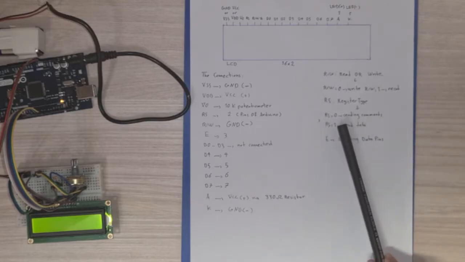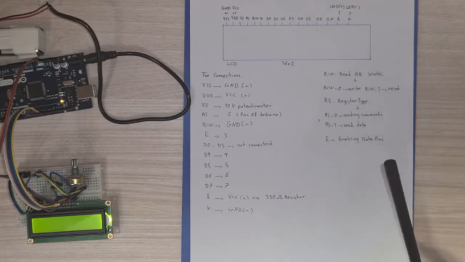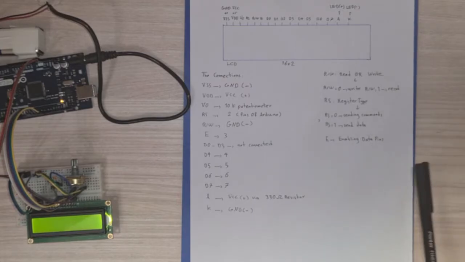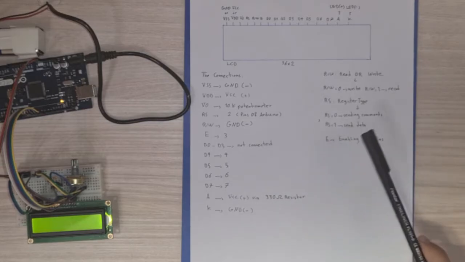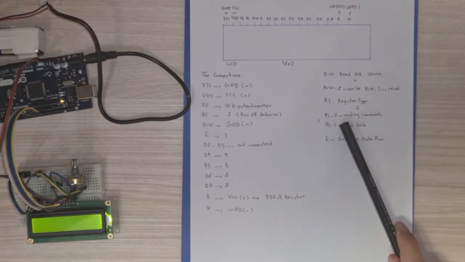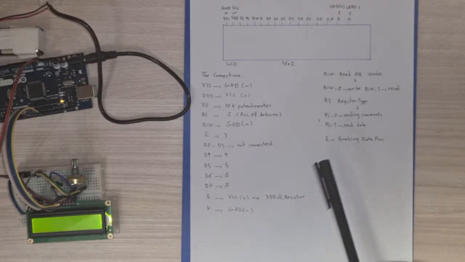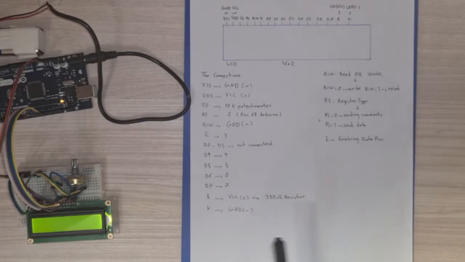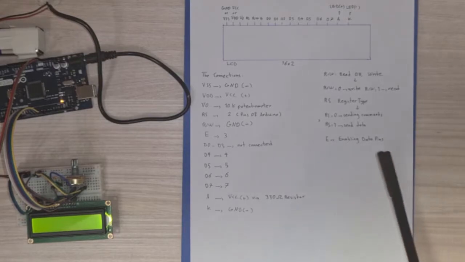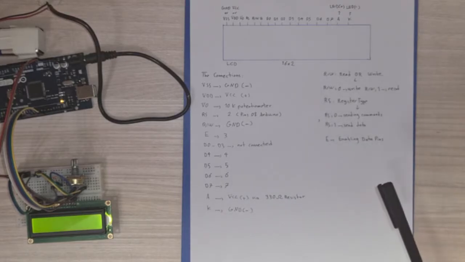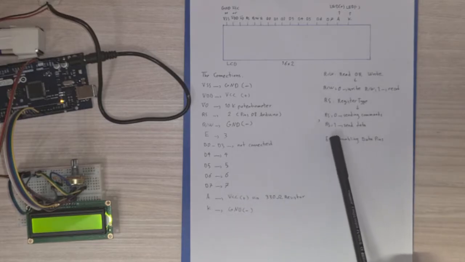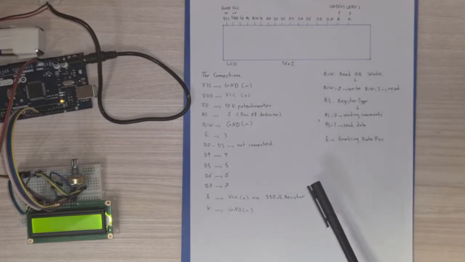RS is register type, which means we should choose what type of register we need. If RS is connected to ground, it is for sending commands. We are sending commands, like I will explain later. The commands of the LiquidCrystal library, if you want to use them, the RS pin should connect to ground. And if we want to just send data, the RS should connect to VCC.